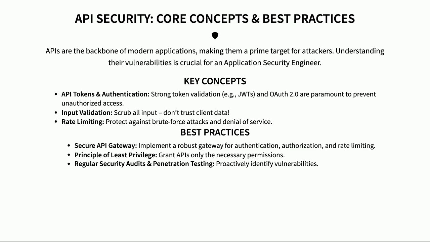Let's talk about API security. It's a really important area for application security engineers. Think of APIs as the pathways that applications use to communicate with each other, and because they are so fundamental, they are frequently targeted. We'll cover some key concepts like strong authentication using things like JWT tokens and OAuth 2.0, making sure you always validate any input you receive from clients, never trust it. And finally, we'll look at best practices: securing your API gateway to handle authentication and rate limiting, following the principle of least privilege when granting permissions, and regularly auditing your API for vulnerabilities through penetration testing.